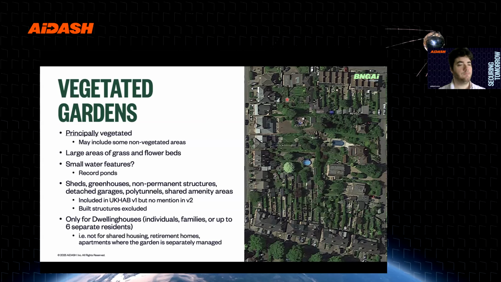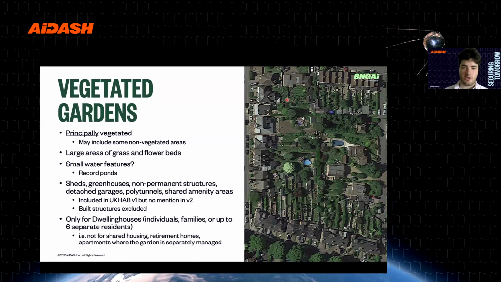It's worth noting that in UKHab version 1, sheds, greenhouses, non-permanent structures, detached garages, polytunnels, and shared amenity areas were all included in the definition of garden. So UKHab was saying we don't want you to map sheds, greenhouses, or detached garages. They are part of the garden. That's not in version 2 anymore, and how we can interpret that is not clear to me. But for non-permanent structures like sheds, I think the metric is quite clear in my mind that those are fine to include in the definition of garden.